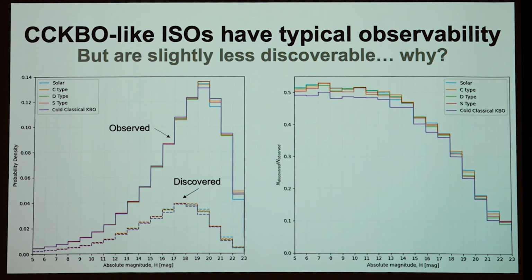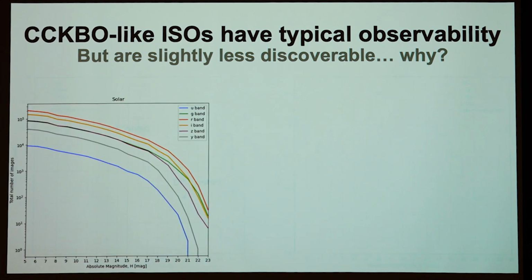When I look at a plot of the number of discovered versus observed objects in our simulation, so again observed, they're picked up in one image, but not enough images to be discovered, whereas discovered objects have those three nights of pairs within 15 days. You can see that there's a slight drop in the discoverability of the larger cold classical KBOs. It's only slight, but it's very interesting that they're slightly less discoverable than the other colour types. So I looked into why this was.